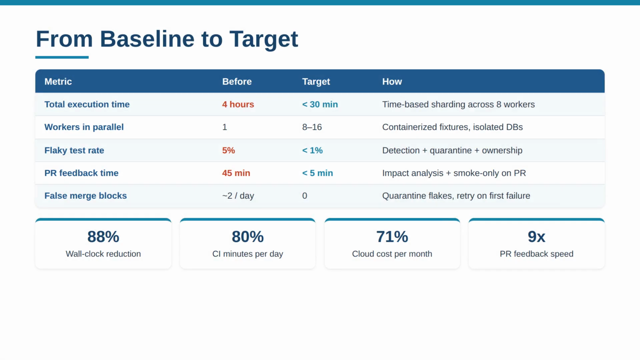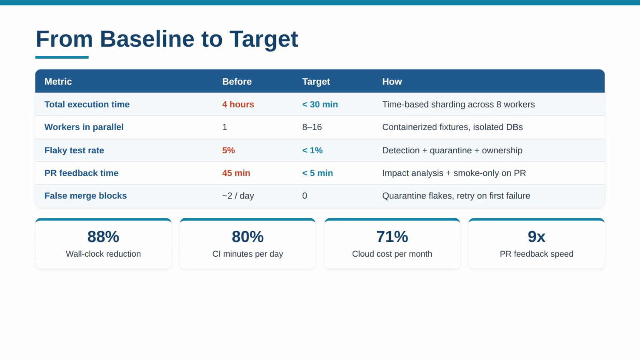Here's the full picture of what good looks like, measured against a realistic baseline. Total execution time goes from 4 hours to under 30 minutes, achieved through time-based sharding across 8 workers. Worker parallelism goes from 1 to 8 to 16, enabled by containerized fixtures and isolated databases per worker. Flaky test rate drops from 5% to under 1% through detection, quarantine, and ownership.